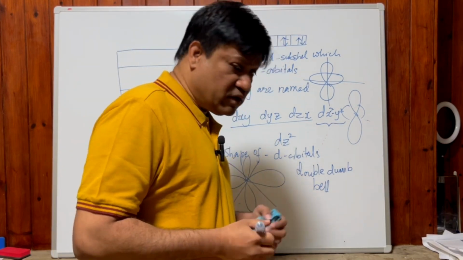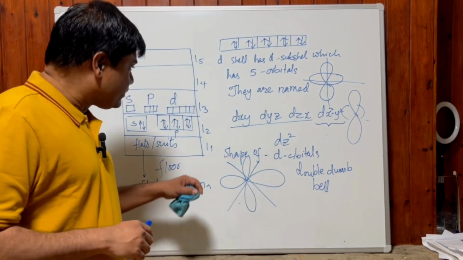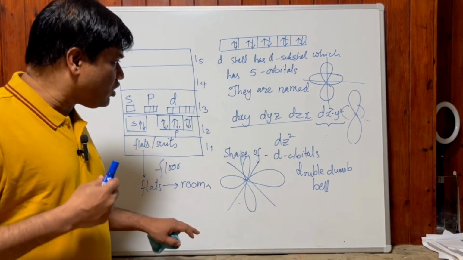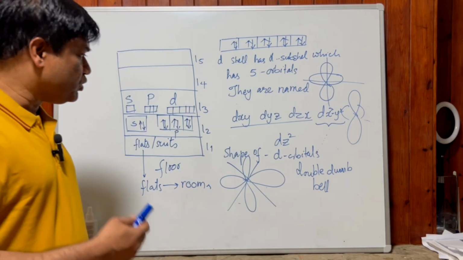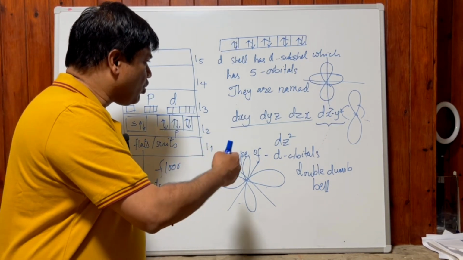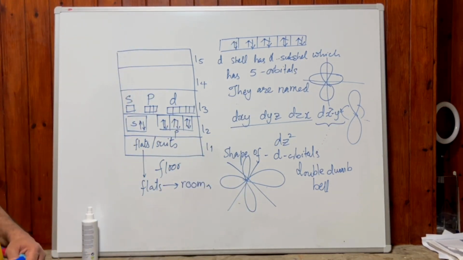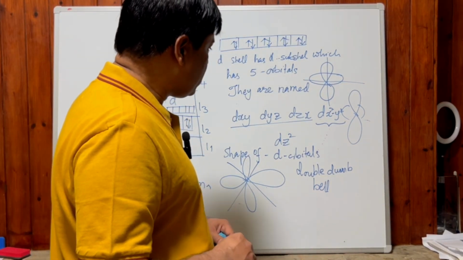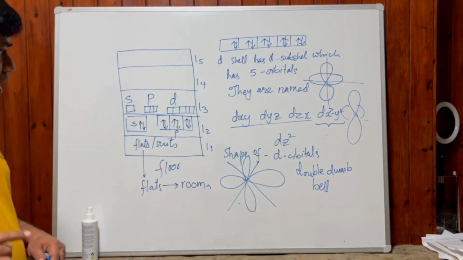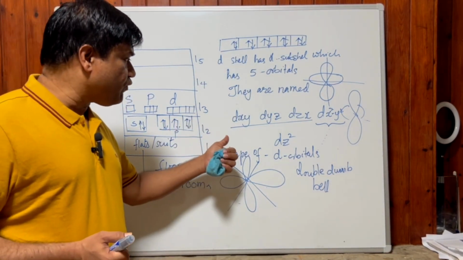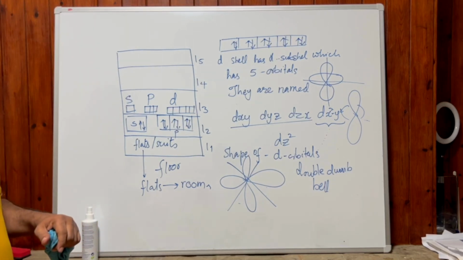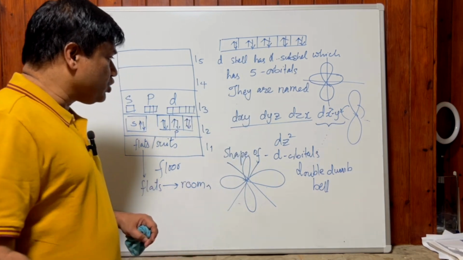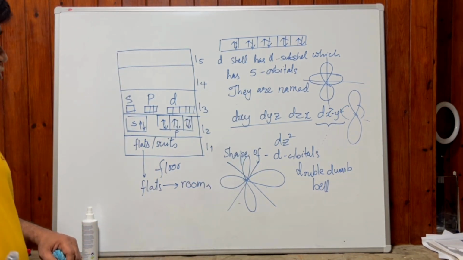Did you get this? Okay. Try to understand the concept, guys. Once you learn the concept, it is easy to answer all the questions based on that. I want to stop my topic here, and in my next video I want to teach the shape of the F orbital, and how we can fill the orbitals with electrons by following the Aufbau principle.